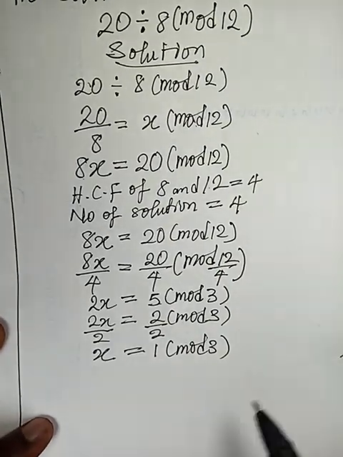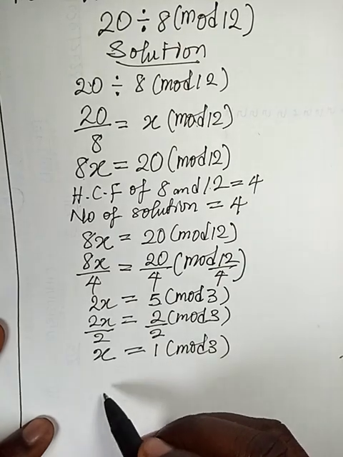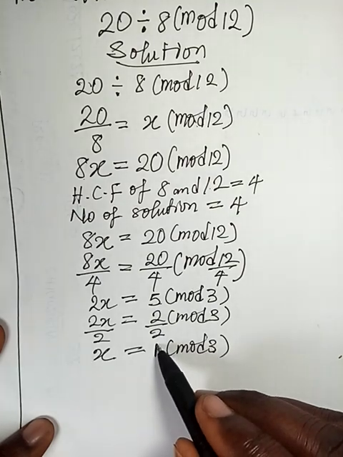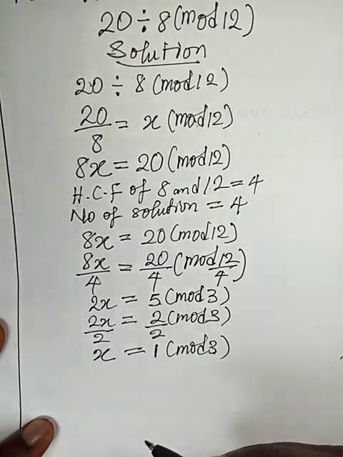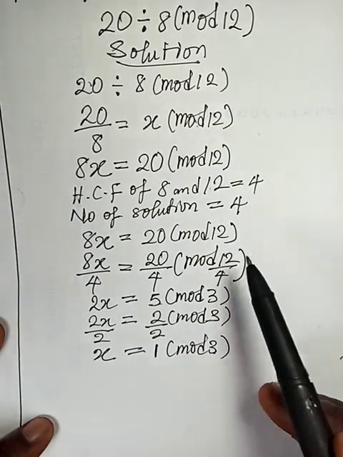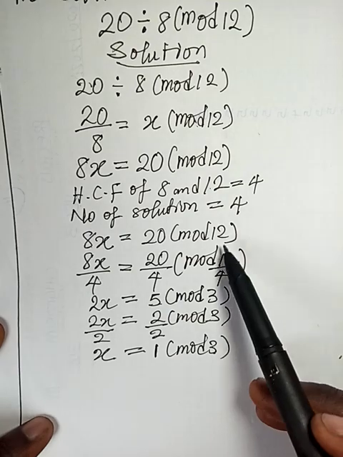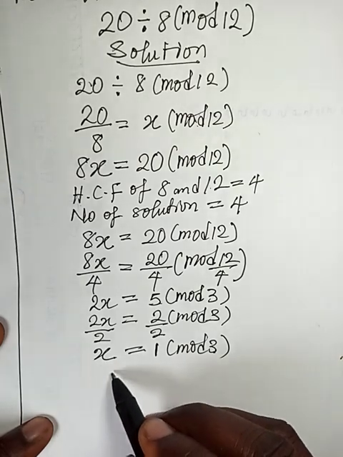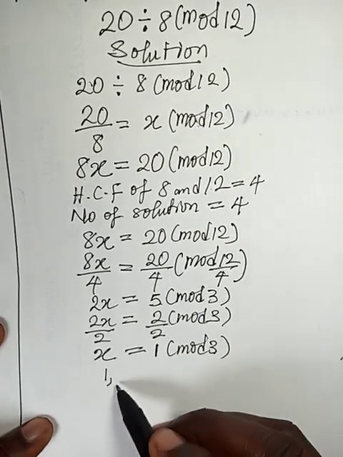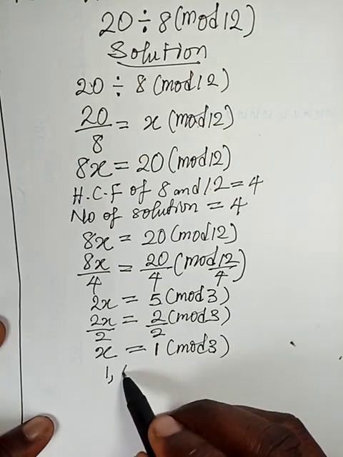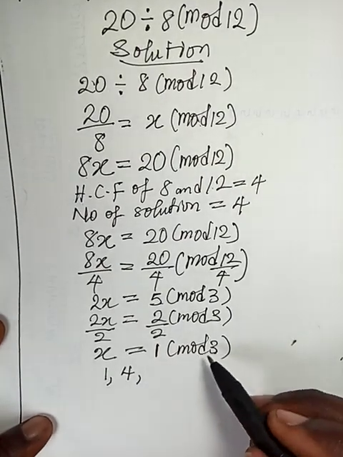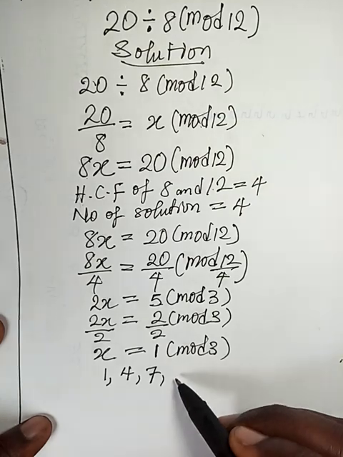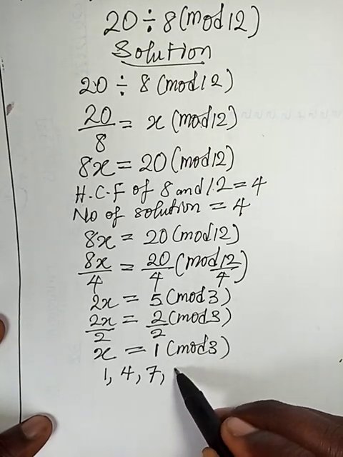So how do we get our other solutions? It's simple. All we need to do is add this mod to what we got here, and then we keep adding till we get a number close to but not greater than the original mod we started with, which is 12. If you do that, what are we going to have? The first one is 1, and the second one is 1 plus 3, and that will be 4. The next solution will be 4 plus 3, that will be 7. The next solution will be 7 plus 3, and that will be 10.